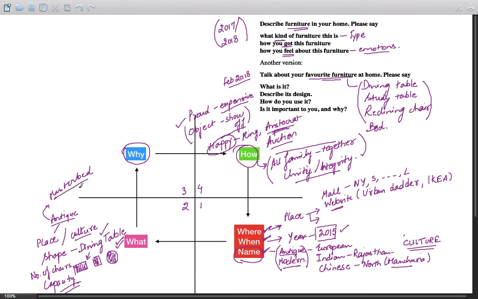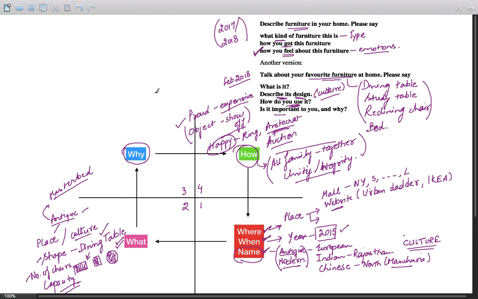Okay, and the rest of the items are almost the same. When you describe the design, it is almost covered in the antique thing, the shape, the number of chairs. Within the cultural element plays an important role in explaining the design. So culture is included over here. And how do you use it? When you mention about all your family members sitting together for dinner, that's the use. And is it important to you? Of course it is important. You can express your feelings under importance.